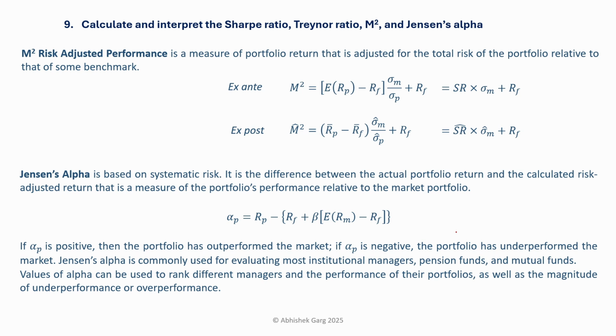Now let's see the M2 risk adjusted performance. It's the measure of portfolio return that is adjusted for the total risk of the portfolio relative to that of some benchmark. We can calculate both ex ante and ex post M2 risk adjusted performance measures. It's equal to the Sharpe ratio times the market standard deviation plus the risk-free rate. This is your risk adjusted performance.